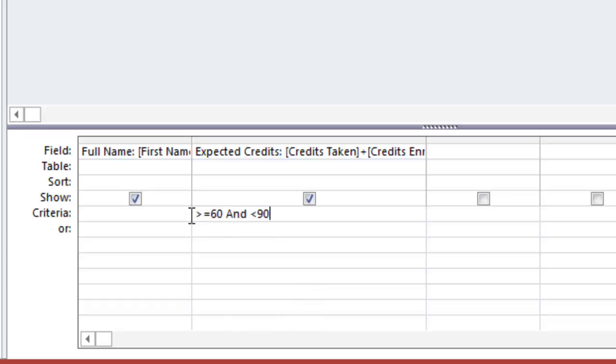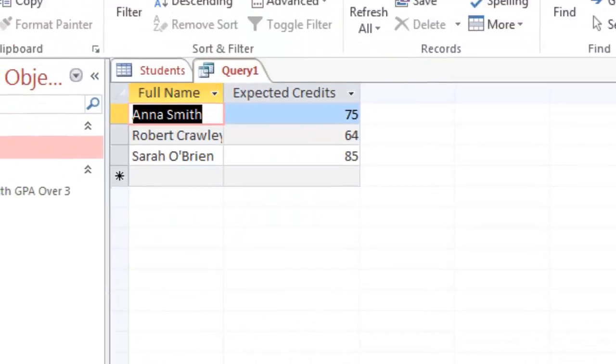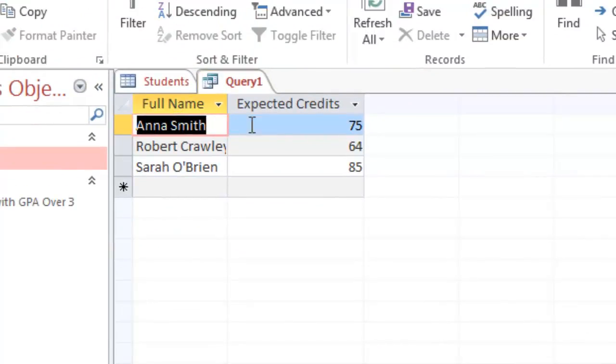And we can write this out exactly as I've done. In order to be a junior, someone would need to have greater than or equal to 60 credits and to have less than 90 credits. And we can combine things like this in our criteria. And let's run this and just make sure. Anna Smith has 75, Robert Crawley has 64, and Sarah O'Brien has 85. Those are our three juniors in our list of students.